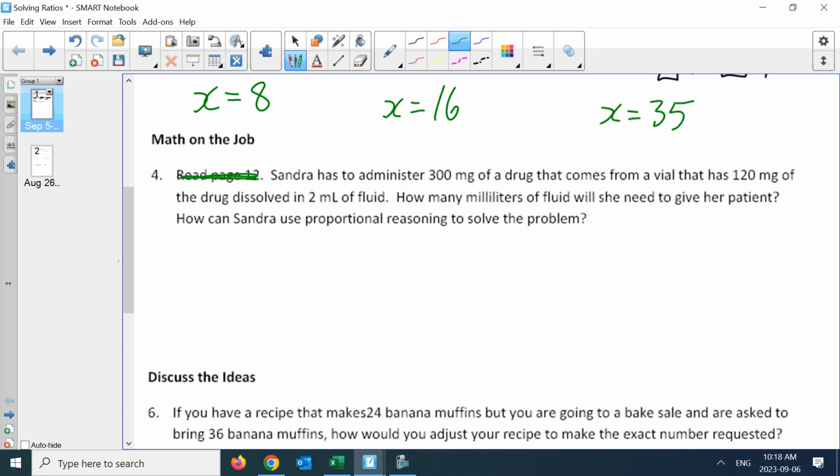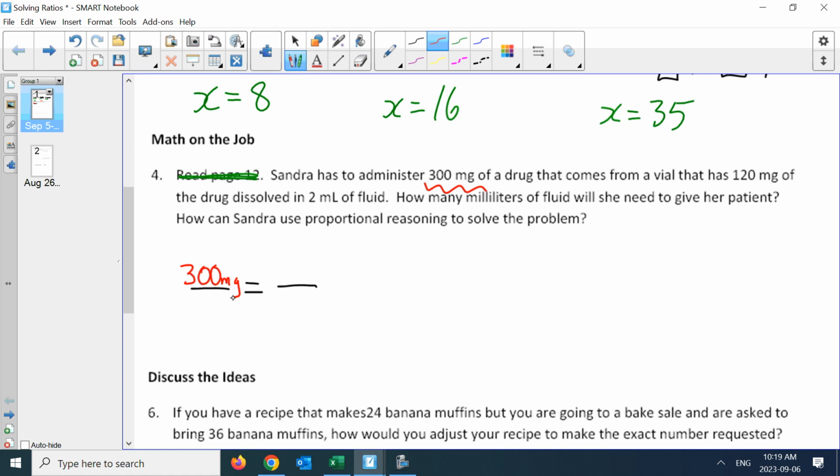How many milliliters of fluid will she need to give her patient? Did she use proportional reasoning to solve this problem? I'm going to guide you through it. I'm going to just draw the fraction equals fraction. We'll fill in the numbers. Now, here's what we're going to figure out. We have a couple of pieces of information. We know that she needs 300 milligrams of the drug. I'm going to write down 300 milligrams, and I'm going to put the mg there so I know what I'm talking about. It's not milliliters, it's milligrams. I don't want to screw up and give somebody too much.